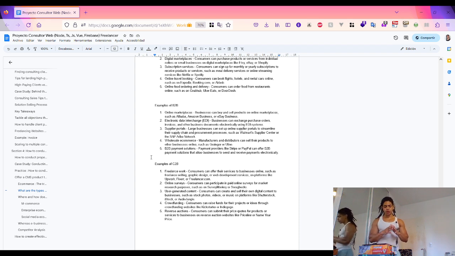And then I look at the government to business, okay, public procurement portals, where government agencies provide online platforms for businesses to bid on government contracts like the Federal Business Opportunities, the FBO, or the UK Contracts Finder service, tax filing and payment, where a government agency provides an online platform and payment system for tax filing and payment, like the Electronic Federal Tax Payment System in the US, or HM Revenue and Customs in the UK.